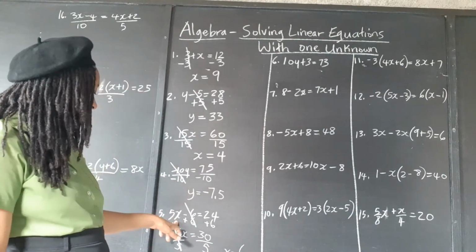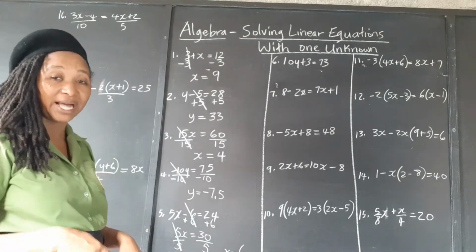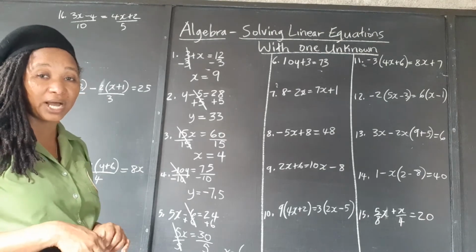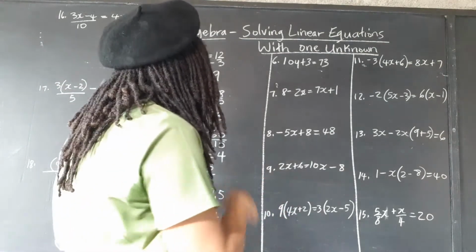5 times 6 gives 30. 30 take away 6 gives 24. Plug your answer back in, substitute your answer for the variable, and check to see if you are correct.